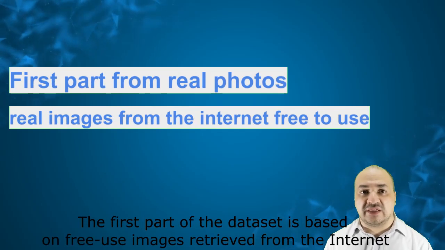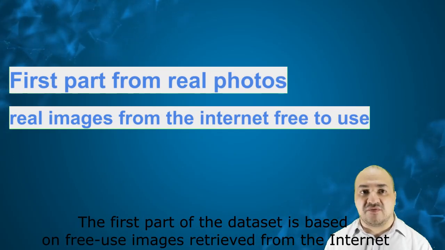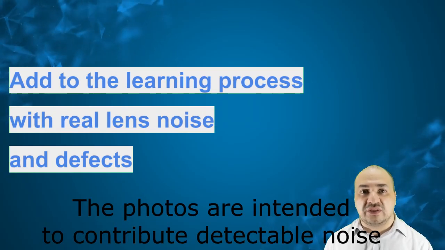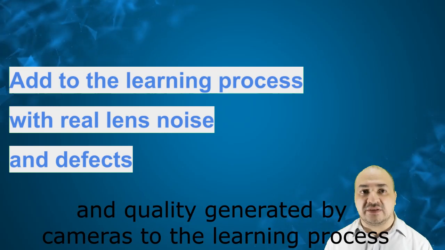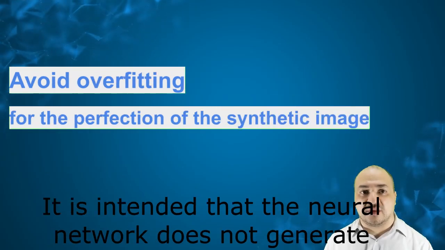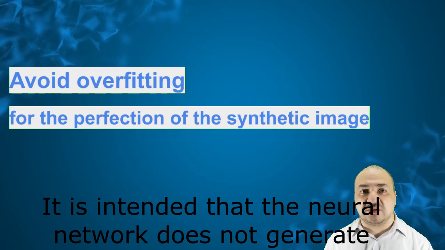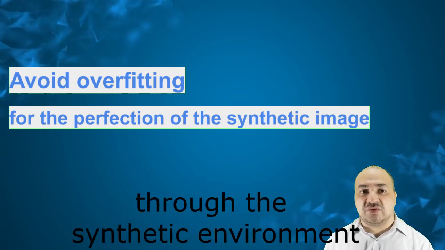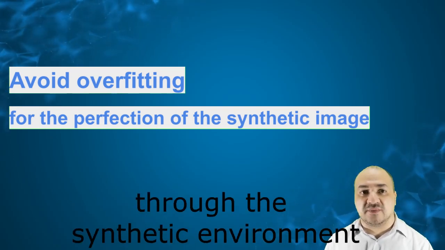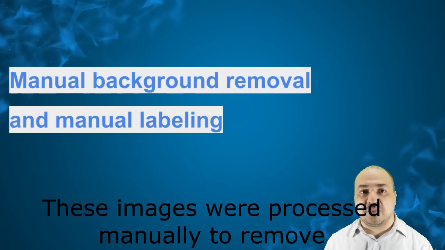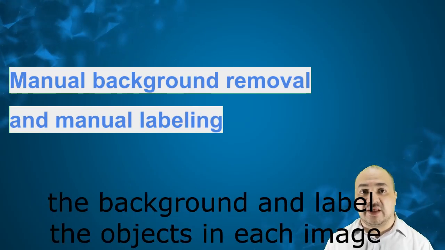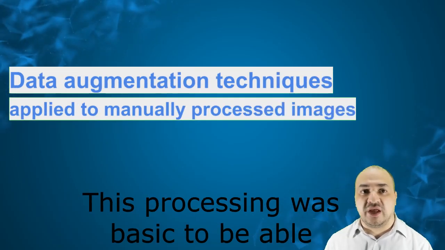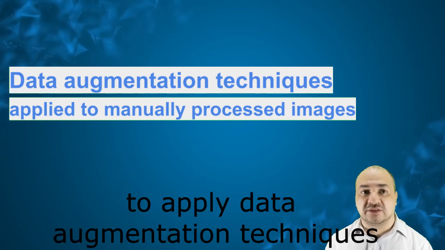The first part of the dataset is based on free-use images retrieved from the internet. The photos are intended to contribute detectable noise and the quality generated by cameras to the learning process. It is intended that neural networks do not overfit to the perfection of the captures obtained through the synthetic environment. These images were processed manually to remove the backgrounds and label the object in each image. This process was basic to be able to apply data augmentation techniques.